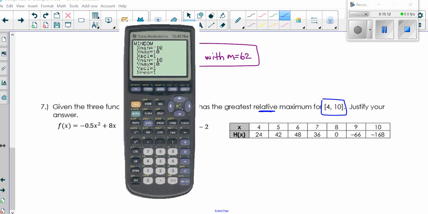I need to go higher. And I also need to go to the right farther. So instead of going to the right 10, I'm going to go 30. And then my max is at 10, I'm going to go 50. And I'm going to hit graph. I can see there's my function.